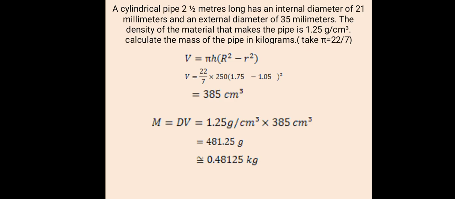Now the volume of the cylindrical part will be pi h into R squared minus r squared. This gives us 385 centimeter cube. Now we know the mass is equal to density times volume. Having been given the density of 1.25 gram per cubic centimeter, multiplied by the volume we have found, we get the mass to be 0.48125 kilogram.